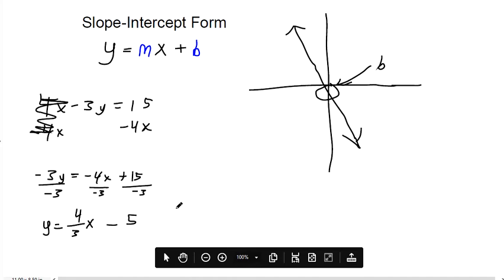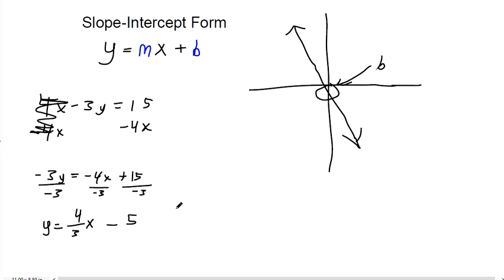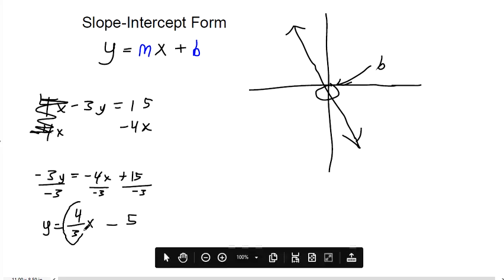Okay, so that's the slope-intercept form of the equation that we were dealing with at the beginning. Now we can tell what the slope is. The slope is the number attached to x, the 4/3. And it's going to cross the y-axis at negative 5.